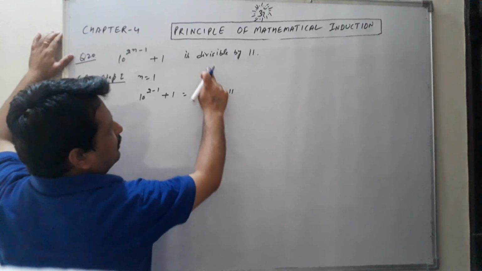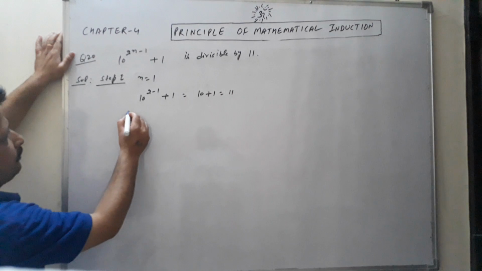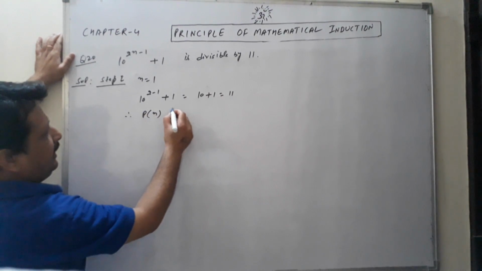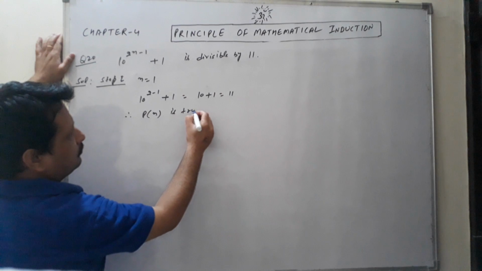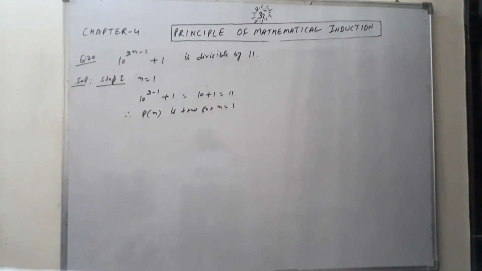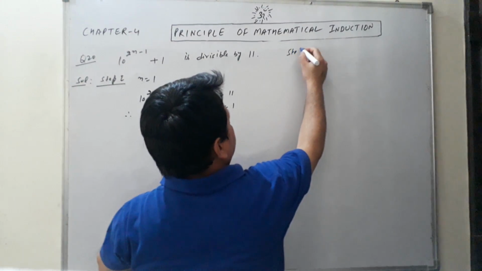What do you say about 11? It is divisible by 11. Therefore, you will say that P of n is true for n equal to 1. This is our step number 1. Come with step number 2.